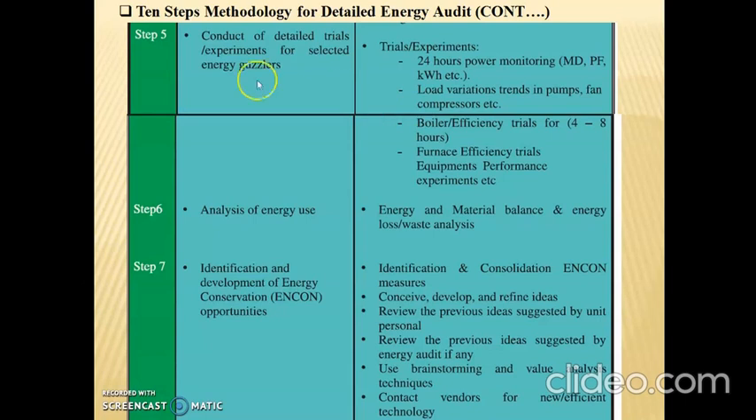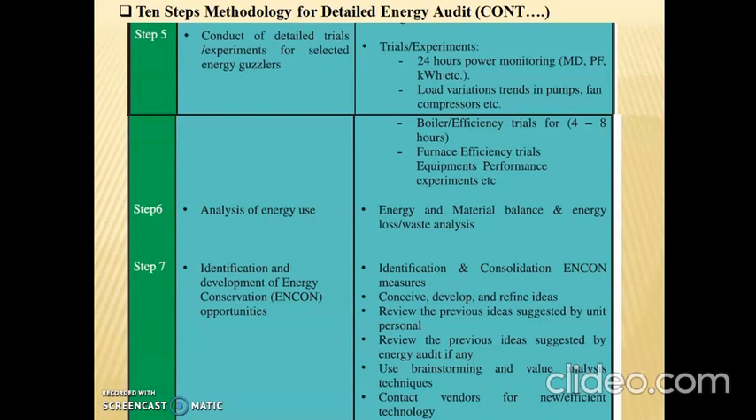Step 6 is analysis of energy use. After conducting the detailed trials, you may go for the analysis of the data you have collected. From that you may do the energy balance analysis as well as material balance. Like in the case of a sugar industry, how much sugar cane came into the industry as a raw material and what is the final product as sugar. Such mass balance is also important in order to find out the wastage of energy as well as material wastage.